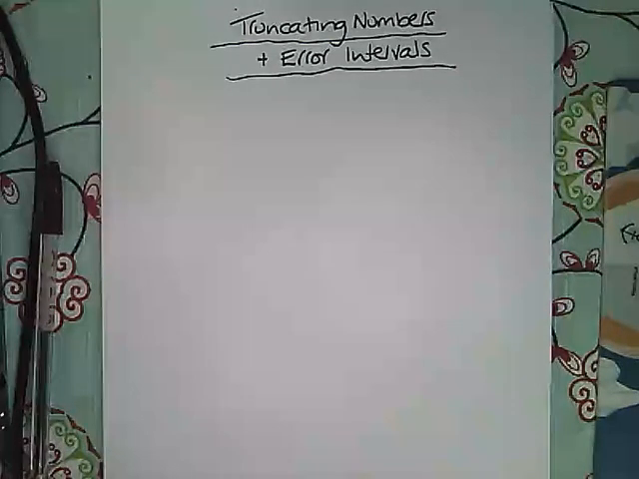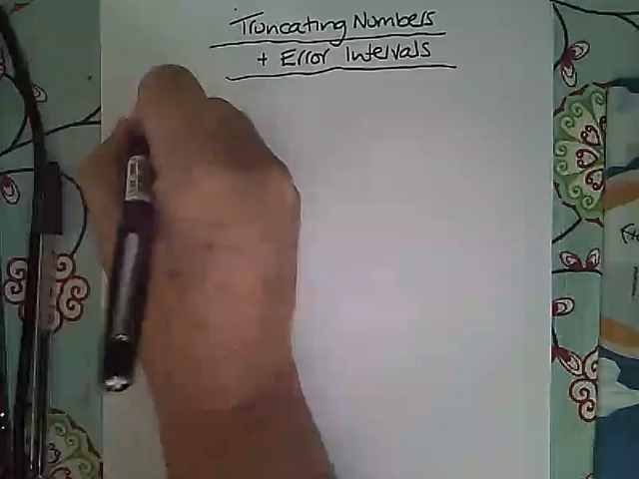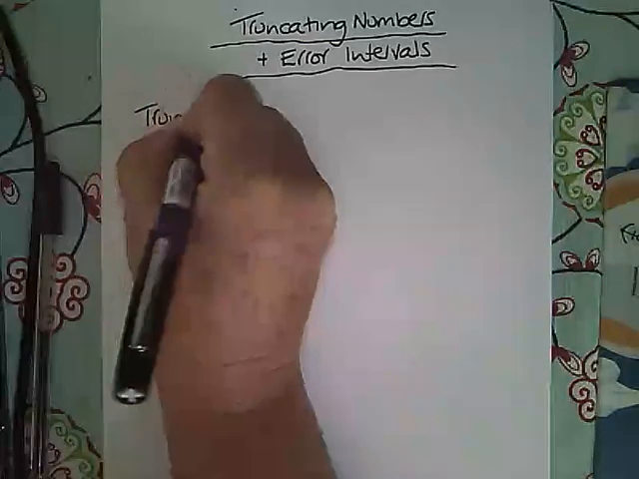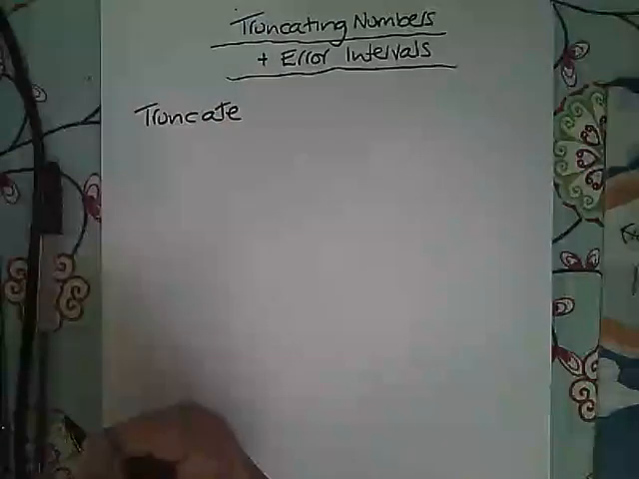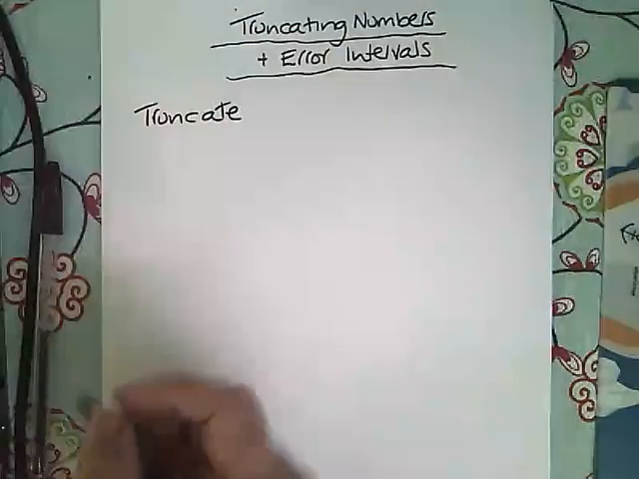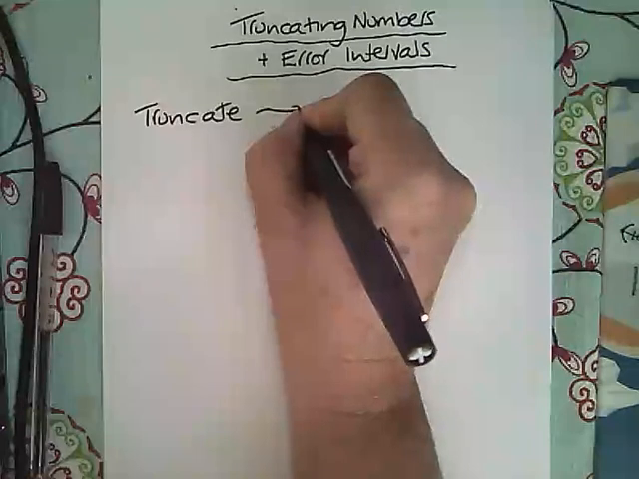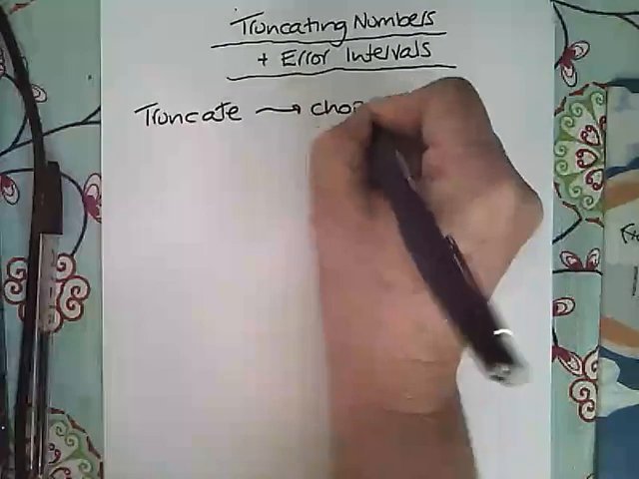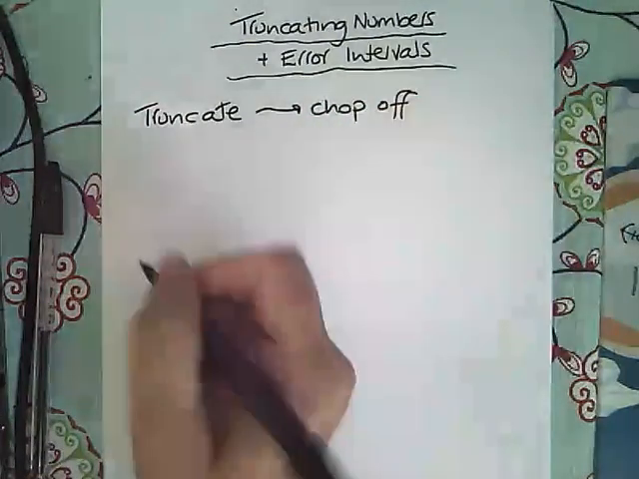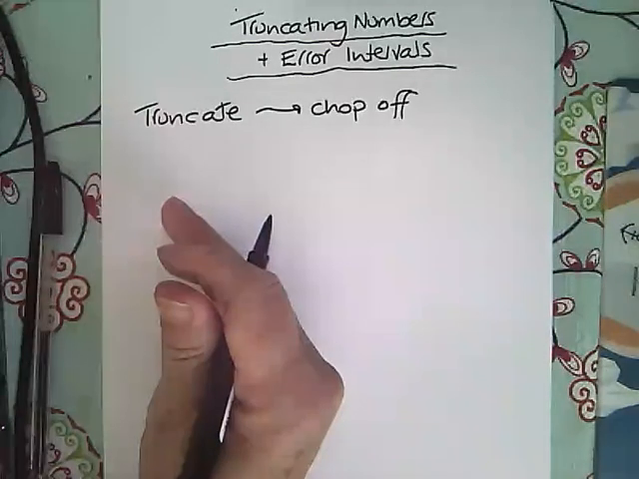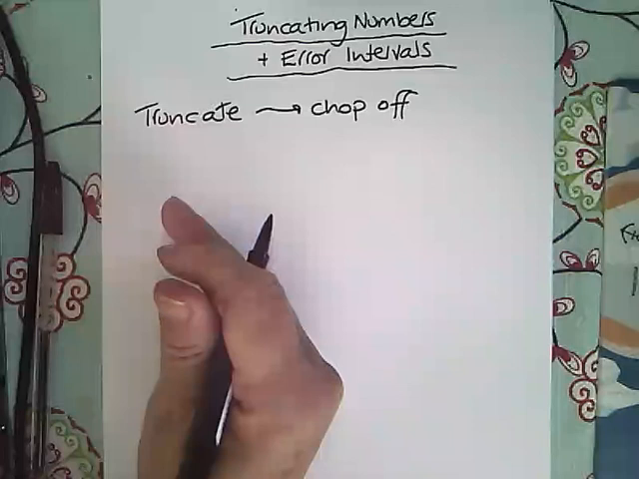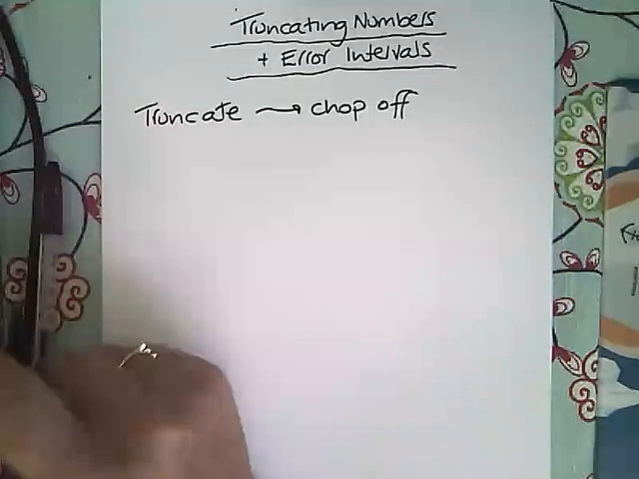So usually truncate is used in an exam question when somebody has looked at their calculator display and they have truncated a number, and truncate means literally to chop off. So if you truncate a number, you chop it off at a specified number of decimal places. You don't bother with any rounding, you just chop it off where it is.